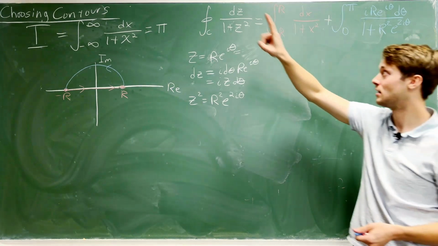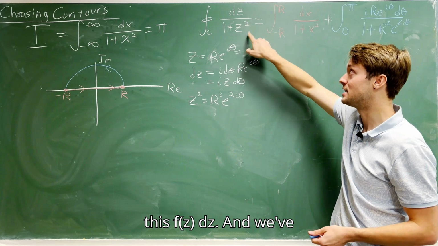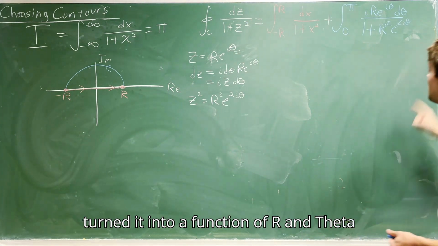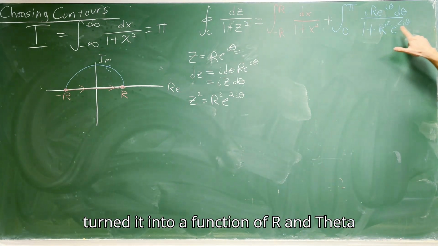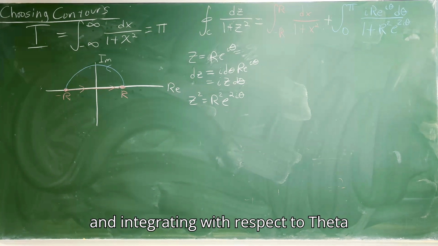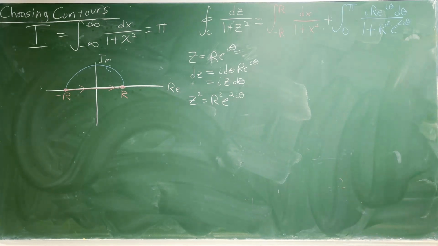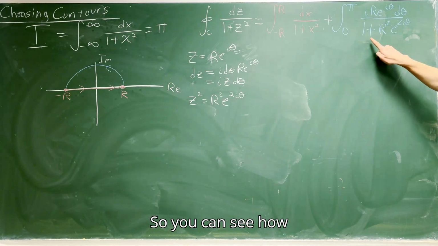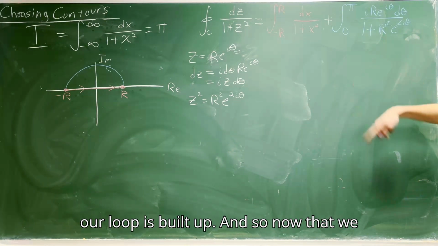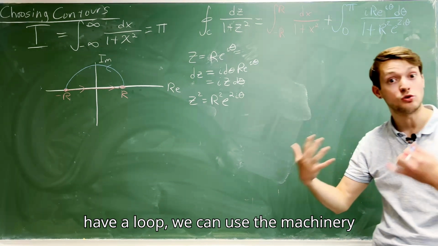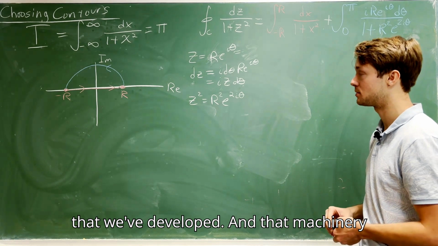So we've taken this f of z dz and turned it into a function of r and theta, integrating with respect to theta across this half circle. So you can see how our loop is built up. And now that we have a loop, we can use the machinery that we've developed.